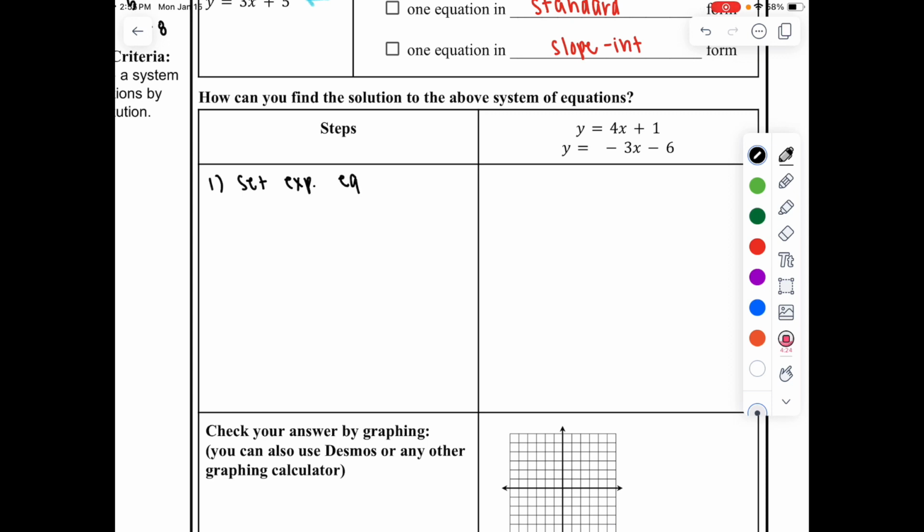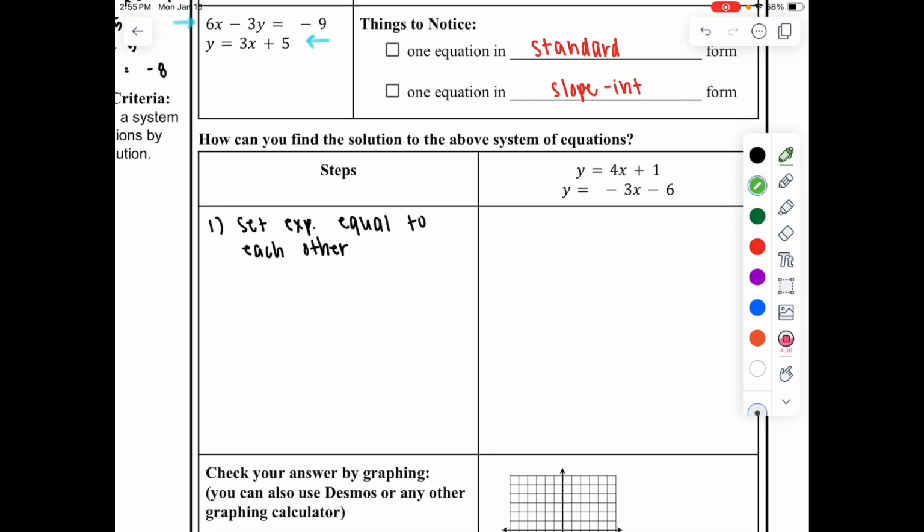already in slope-intercept form is take each of the expressions that are on the right side of the equal sign and set them equal to each other. And you're able to do this, remember, because it's a y equals in front of both of these. So imagine that instead of a y, maybe it was a 6. Each of these is equal to 6. And then what we can do is get rid of that y because I only want one variable and I can set them equal to each other.